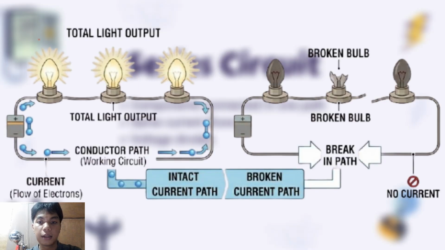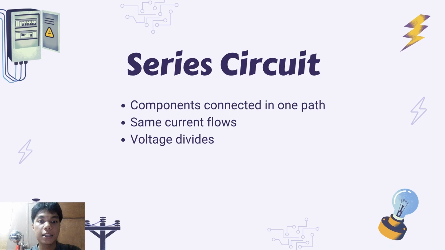For example, in older Christmas lights, if one bulb stops working, the whole set turns off. This shows how dependent each component is in a series circuit. Series circuits are simple and easy to analyze, but they are not commonly used in systems that require reliability.